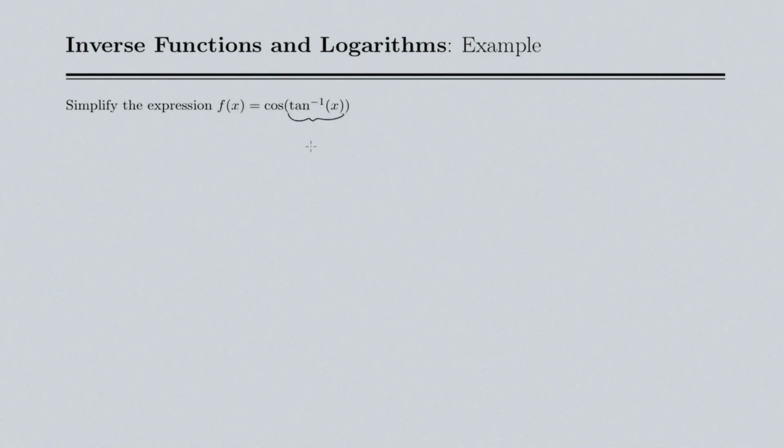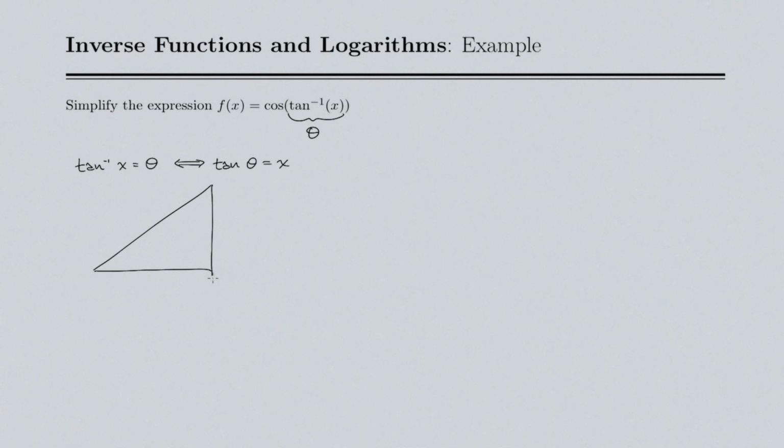We have this inverse trig function, which we can think of as an angle. So if tangent inverse of x is equal to theta, that's the same thing as saying that the tangent of theta is equal to x. So we'll draw a triangle where this is the case.